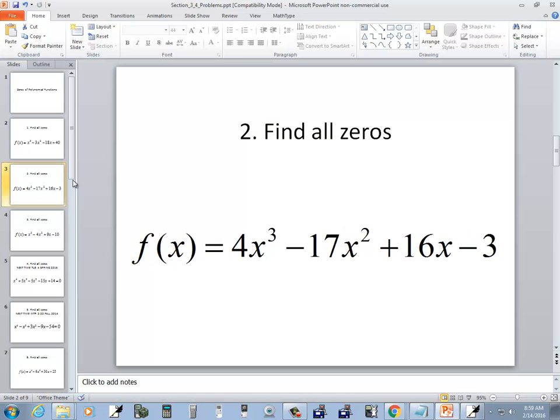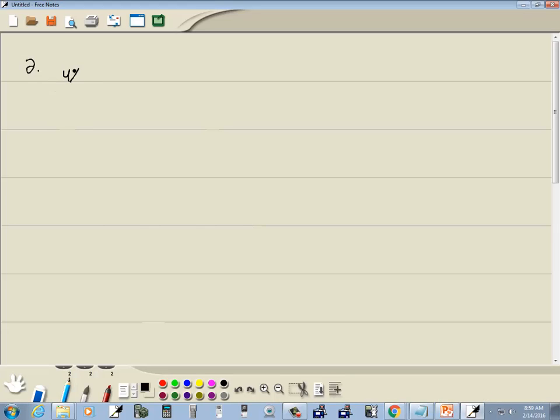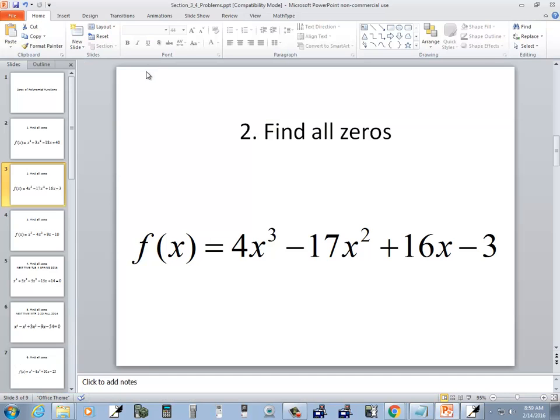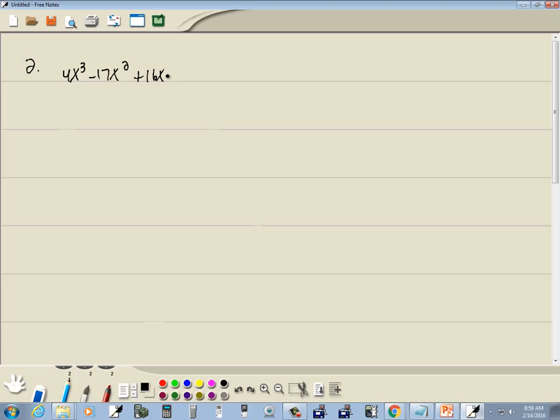Okay, we got this one. 4x to the third minus 17x squared plus 16x minus 3 equals 0. This number at the end will be our p, number at the beginning will be our q. Now p is 3, so the only product to give us 3 is 1 times 3. Q, well, that's 1 times 4 and 2 times 2. So those would be our Q values.